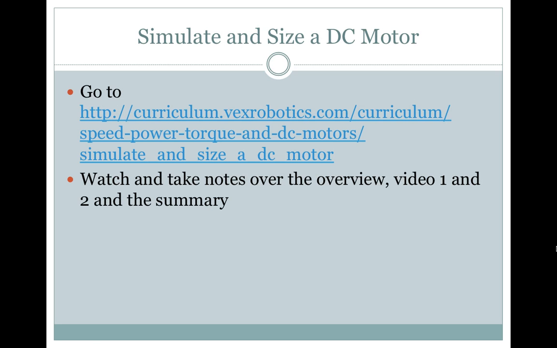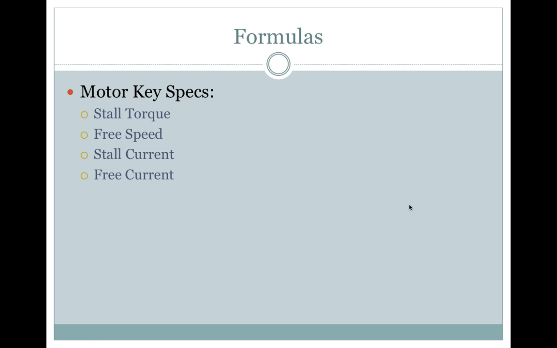Simulate and size a DC motor. Go to this link, I'll put the link in the description. Watch and take notes over the overview, video 1, video 2, and the summary, and then come back to this and finish watching this video. Formulas. Motor key specs: stall torque, free speed, stall current, and free current.